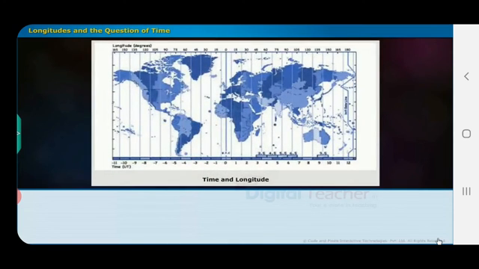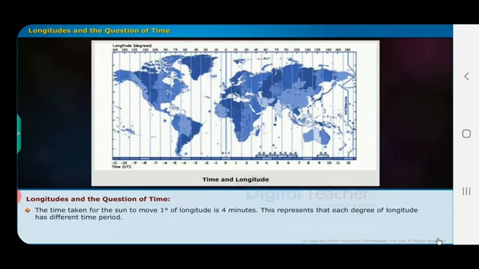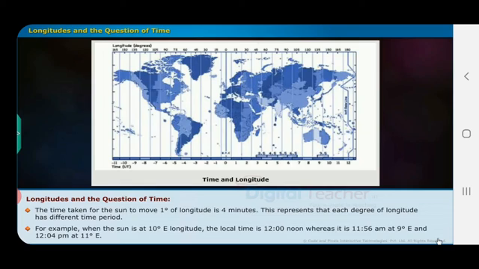Let us study about longitudes and the question of time. The time taken for the sun to move 1 degree of longitude is 4 minutes. This means that each degree of longitude has a different time. For example, when the sun is at 10 degrees east longitude, the local time is 12 noon, whereas it is 11:56 a.m. at 9 degrees east and 12:04 p.m.